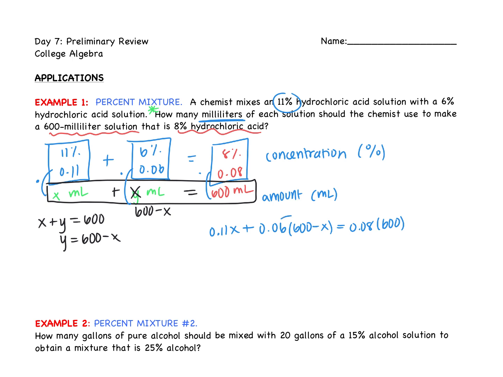Okay, so we have some distributing here to do. So this is 0.11x, add 36, subtract 0.06x, and then 0.08 times 600 gives us 48. So then, combining like terms, 0.11 subtract 0.06 is going to give us 0.05x. If I subtract the 36 over, I'm going to get a 12. So then my x ends up being 240.